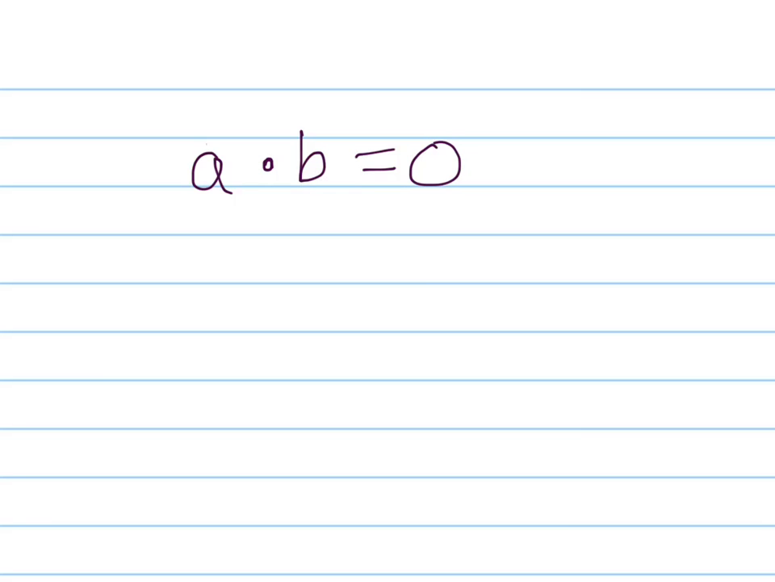Alright, if we have A and B, we don't know what either one of them is right now, but we know that they multiply to equal 0, well then, you can assume either A equals 0 or B equals 0. Right? I mean, A or B could be anything, but one of them has to be 0. So that's what this whole lesson is going to be predicated on.